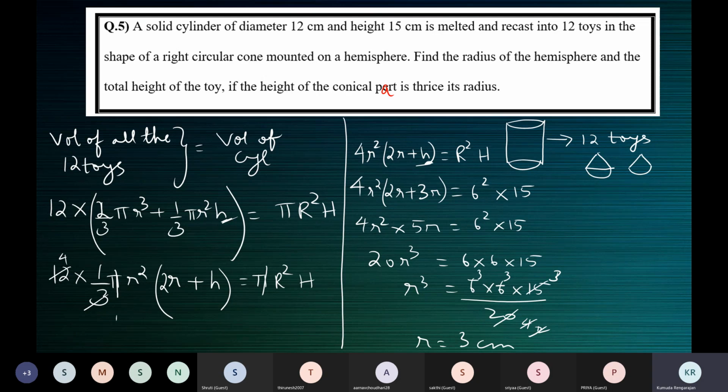So the radius of the hemisphere and the radius of the cone is 3 centimeters. Find the total height of the toy. The height of the toy is 12 centimeters.